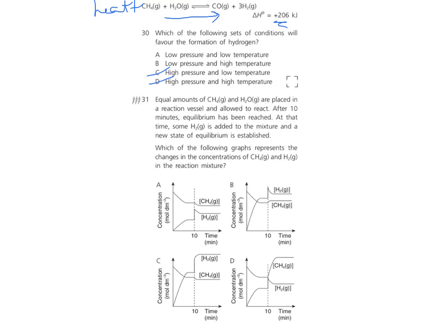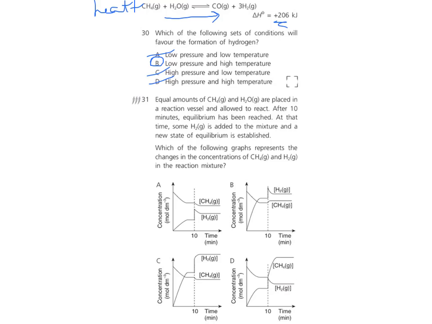What about temperature? To shift forwards, it would be consuming some heat, so instead of producing heat, it's getting rid of heat. Why would it be trying to get rid of heat? Because we were doing the reaction at high temperature, so choice B is best.